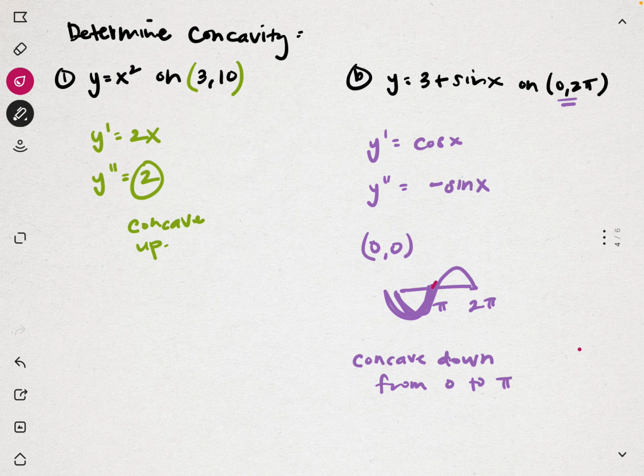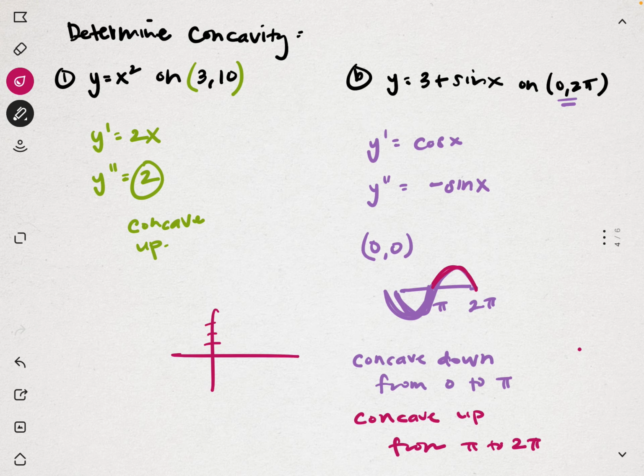And then because this next part is positive, it's going to be positive, concave up from pi to 2 pi. And then if we go ahead and look at the normal graph, what this would look like is it would be shifted up 3, but it would still be a sine graph, right? And if we check it, then we know that that's halfway. It's definitely concave down from 0 to pi, and then it's definitely concave up from pi to 2 pi.